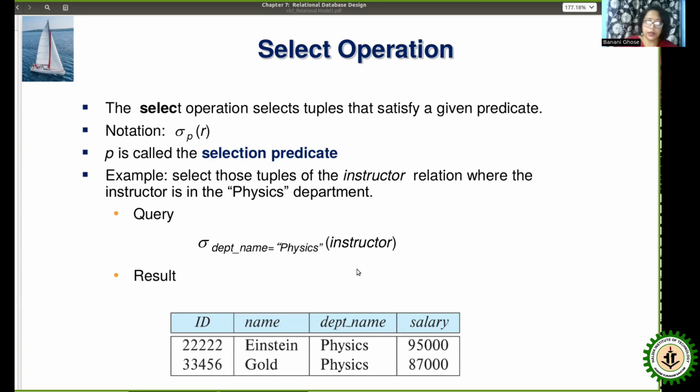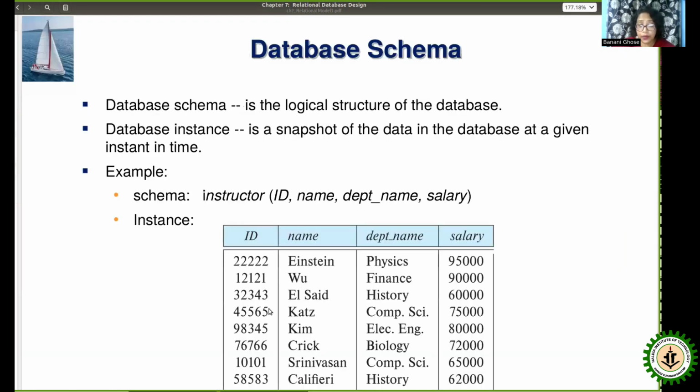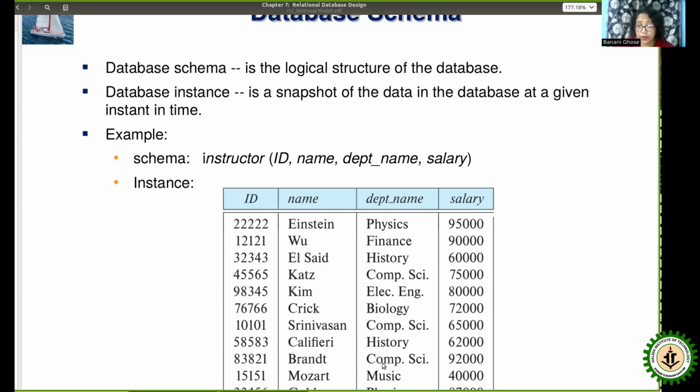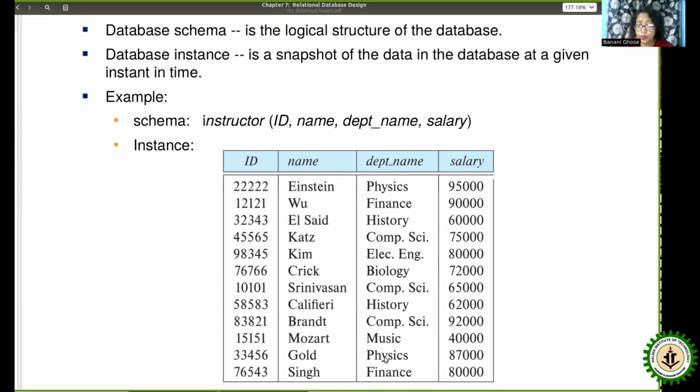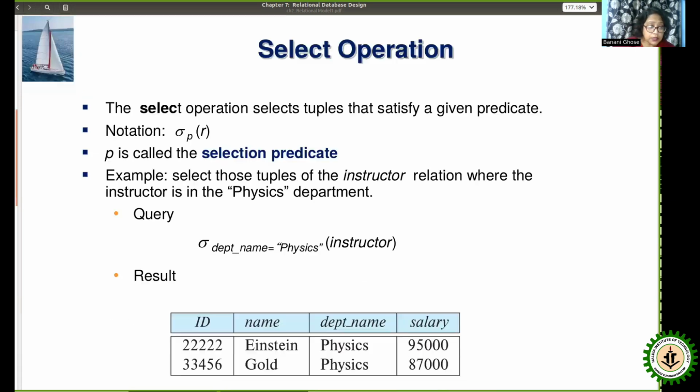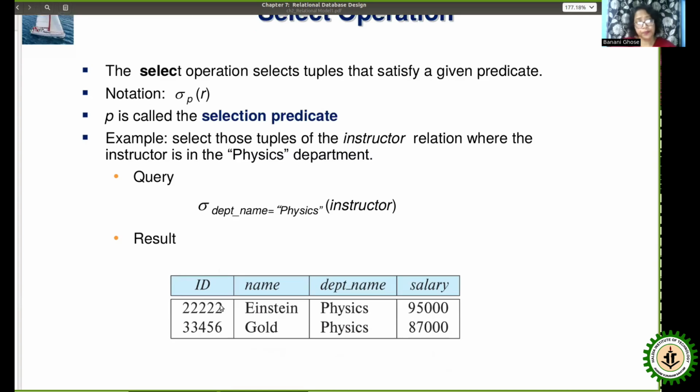On the instructor table. So now if you go to the original table, you can see that in the physics department you have two persons. One is this Einstein and another is Gold. So coming to this, you can see only 2 rows are fetched. So it is our ultimate objective.